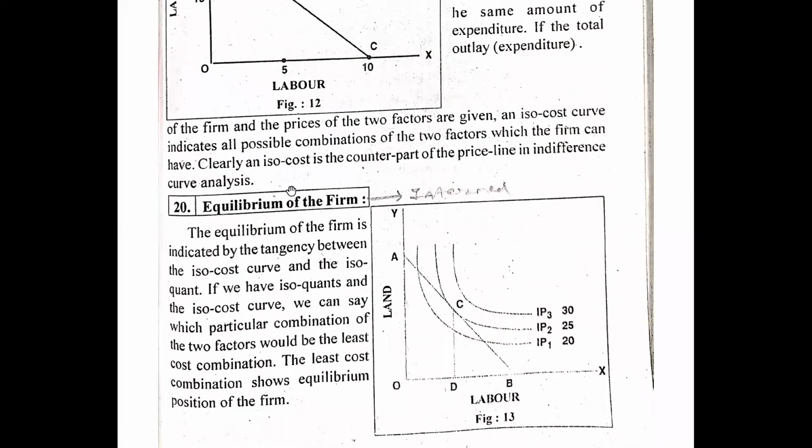Now we will see the equilibrium of the firm. The equilibrium of the firm is indicated by the tangency between the isocost curve and the isoquant.